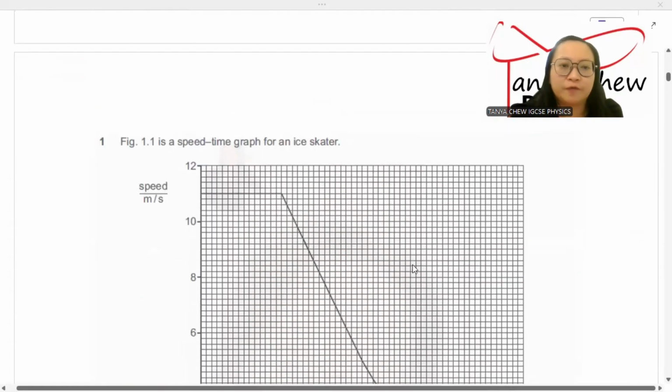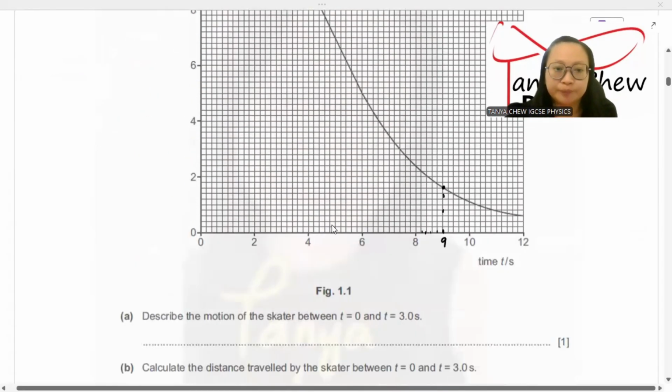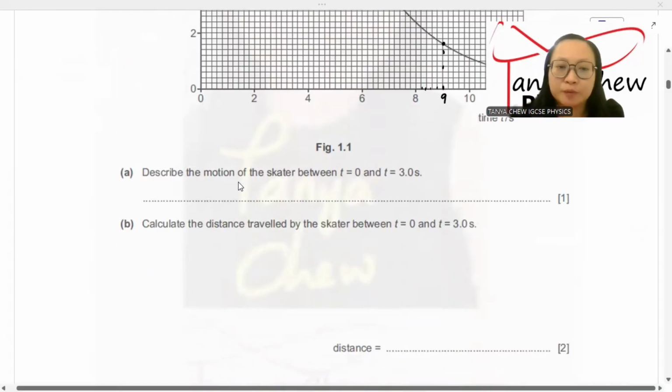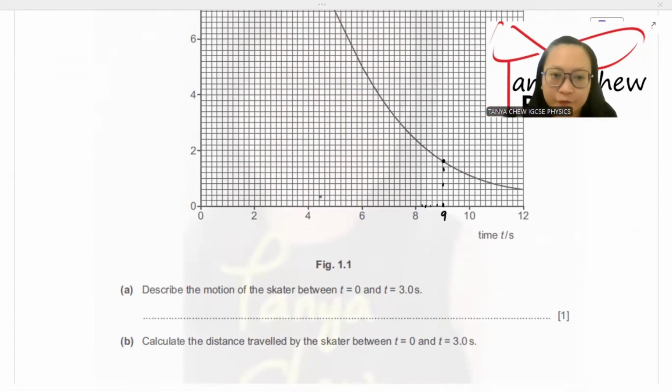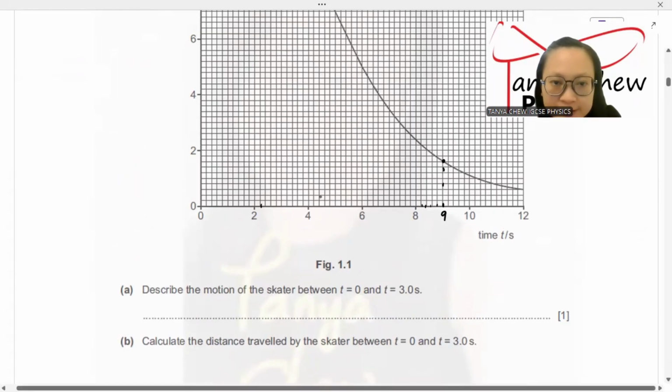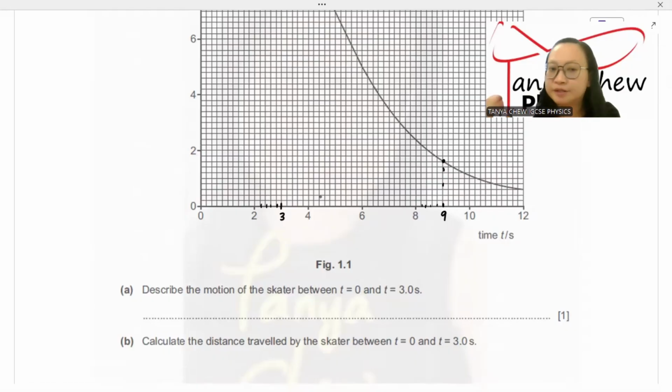Question number 1. Fig 1.1 is a speed time graph for an ice skater. Describe the motion of the skater between 0 and 3 seconds. Now, let me show you where 0 and 3 seconds are first. This is 0 seconds and this is 2. So this is 3 seconds, because one small box represents 0.2 second.